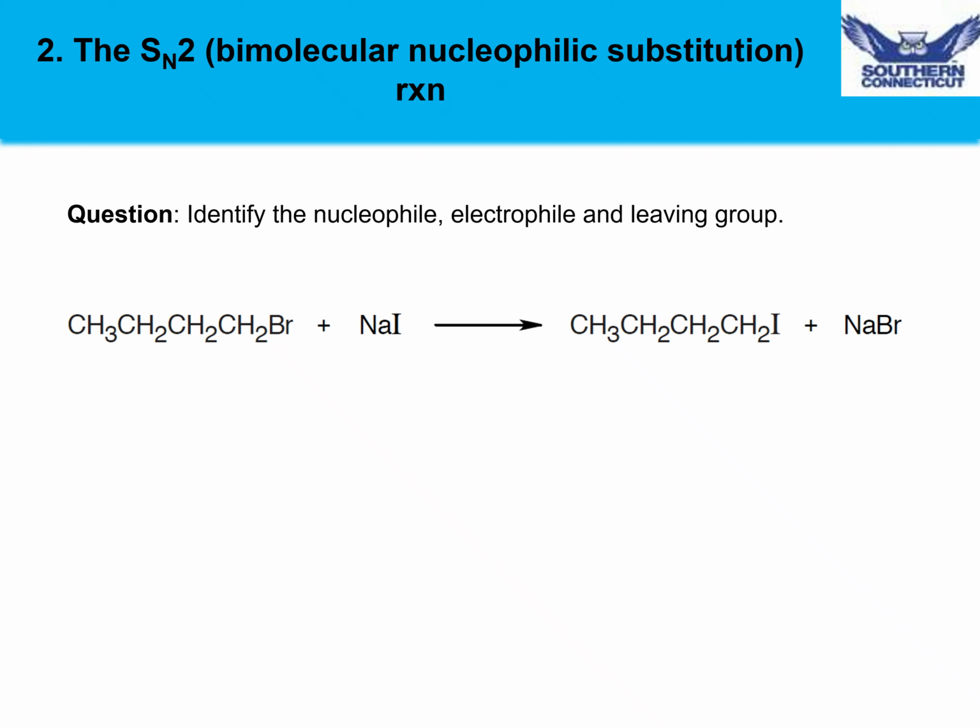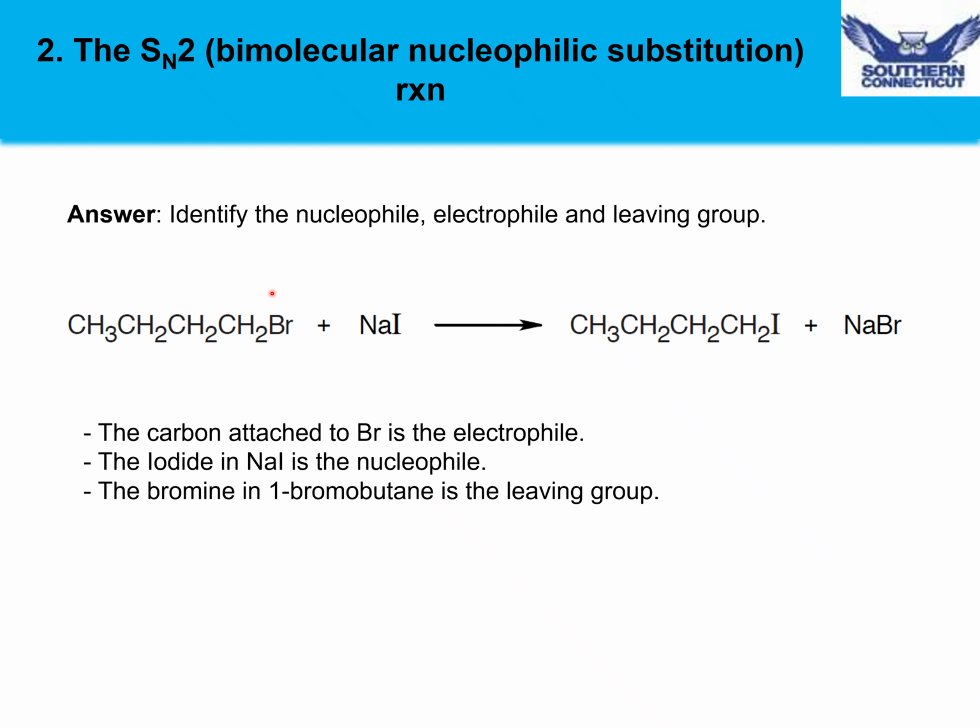Now that we have learned some of the basics of substitution reactions, and we covered a little bit of SN2, it's a good time to review some of the terms that we learned. In this question, we want to identify the nucleophile, electrophile, and leaving group. I'll give you a moment to think about it, and then we'll cover the answer for this.